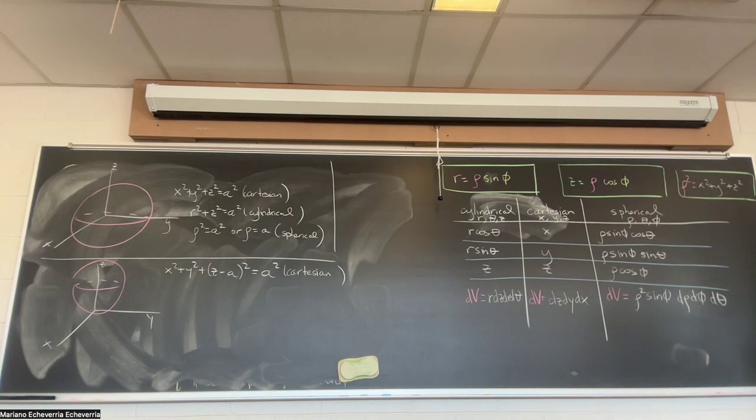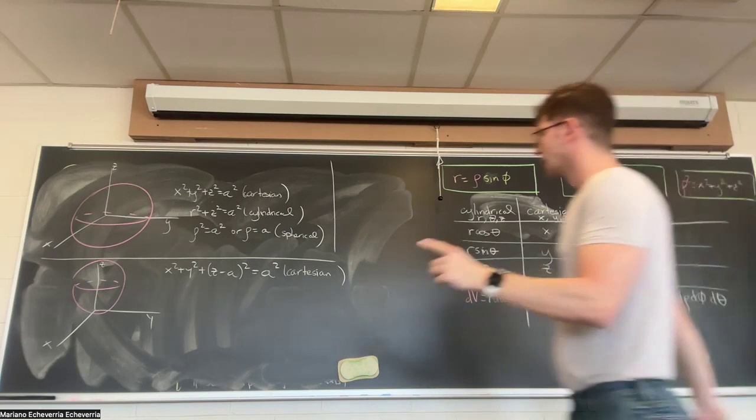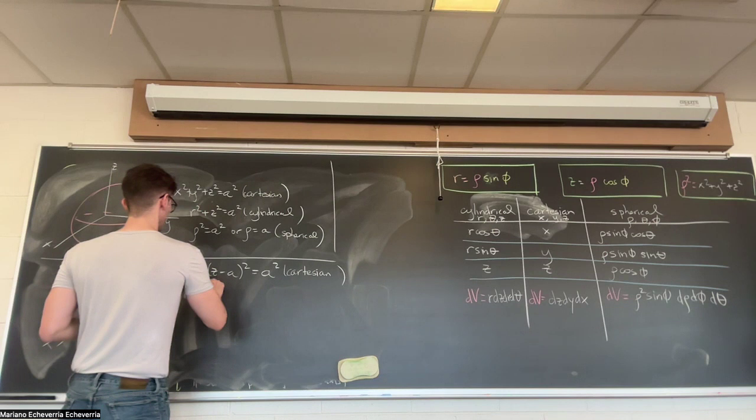Now, how would it look in cylindrical? In cylindrical, you just replace x squared plus y squared with r squared. So it looks like r squared plus (z minus a) squared equals a squared.